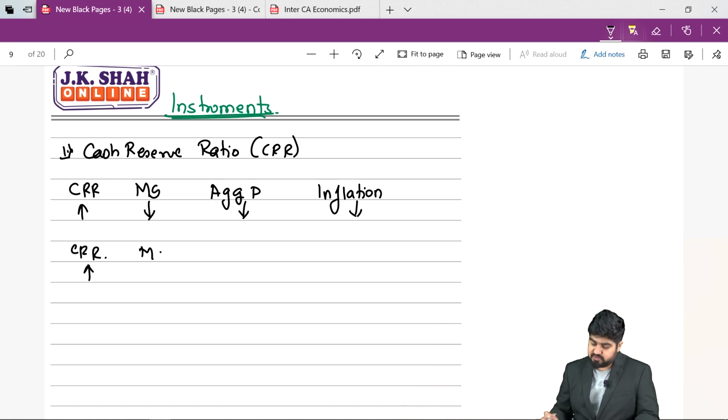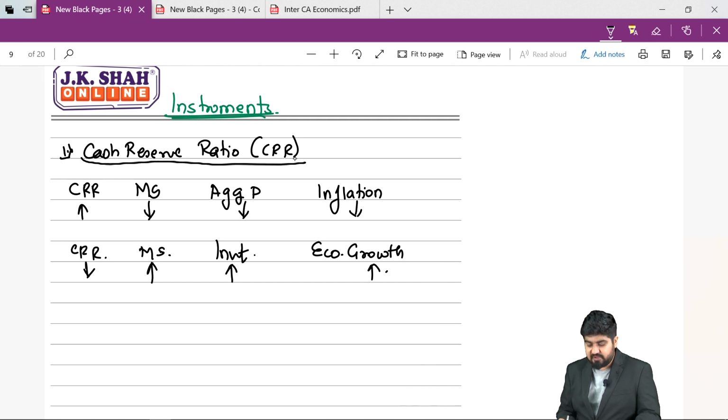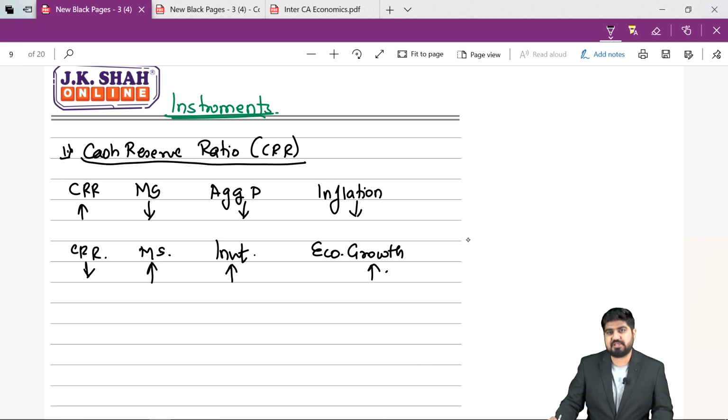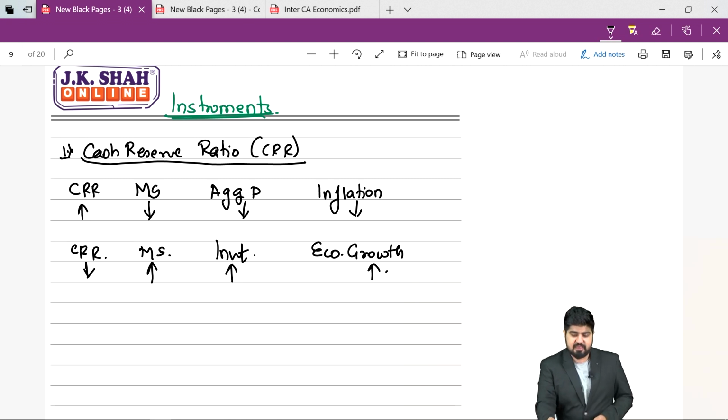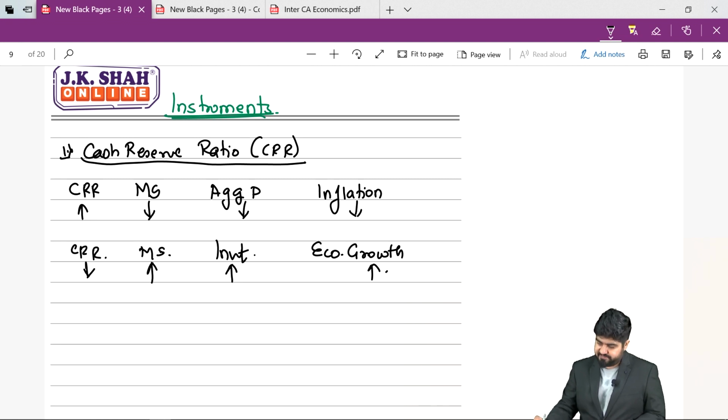Similarly, let's suppose CRR is decreased. So if CRR is decreased, what will happen to money supply? Money supply will go on increasing. If money supply increases, there will be more investment in the market. Higher level of investment means higher level of economic growth in the country. So this is how CRR will operate in order to influence our economic cycle. Controlling inflation will be at the time of recovery, and economic growth will be at the time of recession. So time to time, students, our governor, that is RBI's governor, will be taking care of all these reserve requirements, CRR.